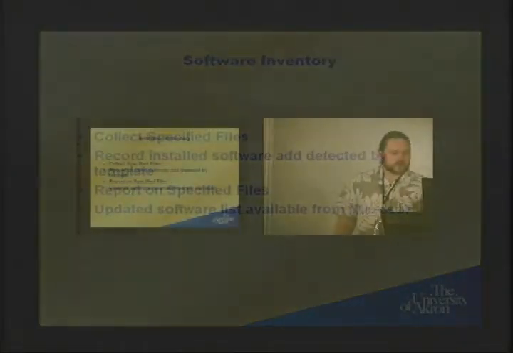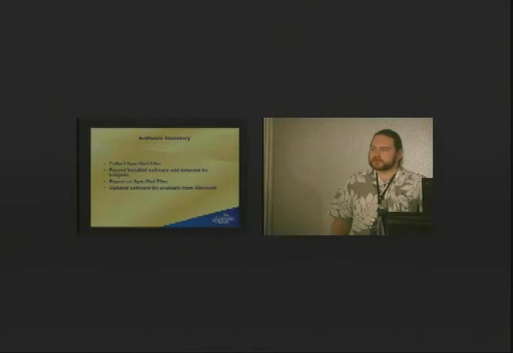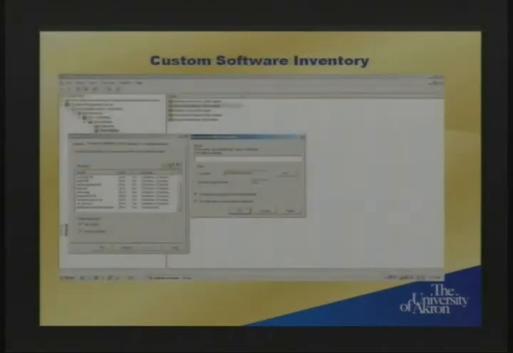You can also report on specific files. That's one of the things that's very useful for determining updates. There's plenty of software out there that won't self-update, and the only way to determine whether or not it has been updated to the current version and all the security patches are applied is that a certain version of a certain DLL is there.